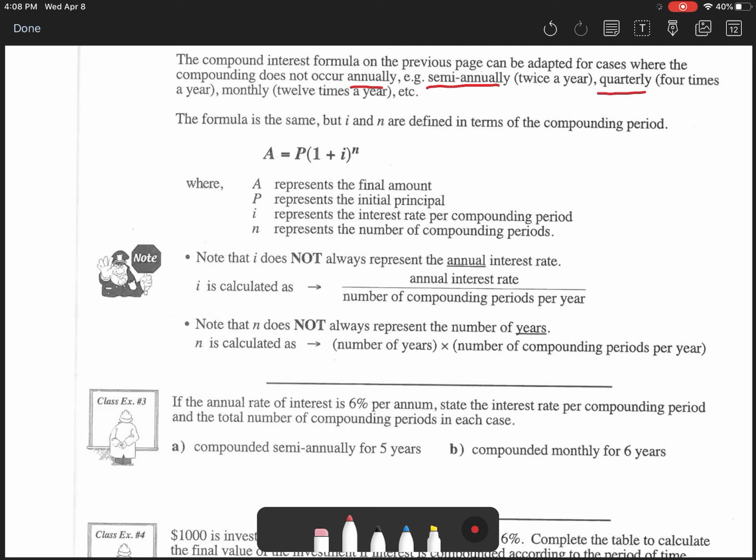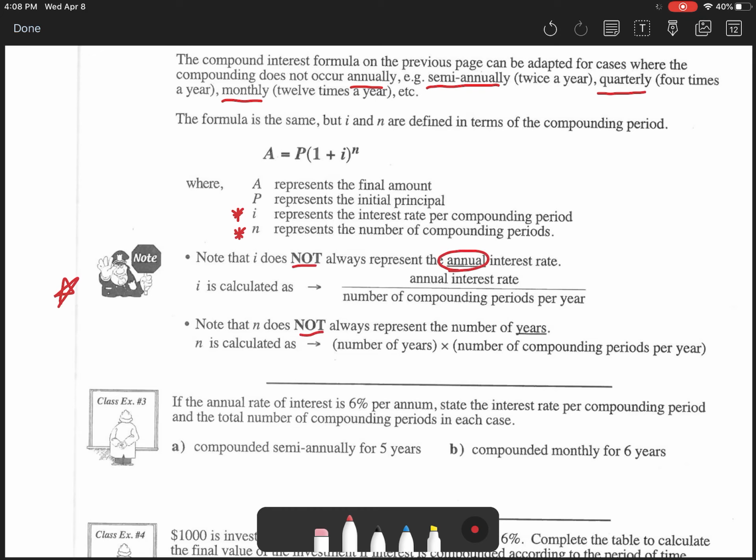Sometimes we do, but sometimes it's semi-annually, which means twice a year, or they'll say quarterly, 4 times a year, or monthly, 12 times a year, etc. So when I go into the formula that we've seen before, the 2 variables that you always want to be really careful of are the interest rate and the number of compounding periods. You always have to be very careful when you're substituting those values into the equation, and that's what this guy right here is kind of warning you about.